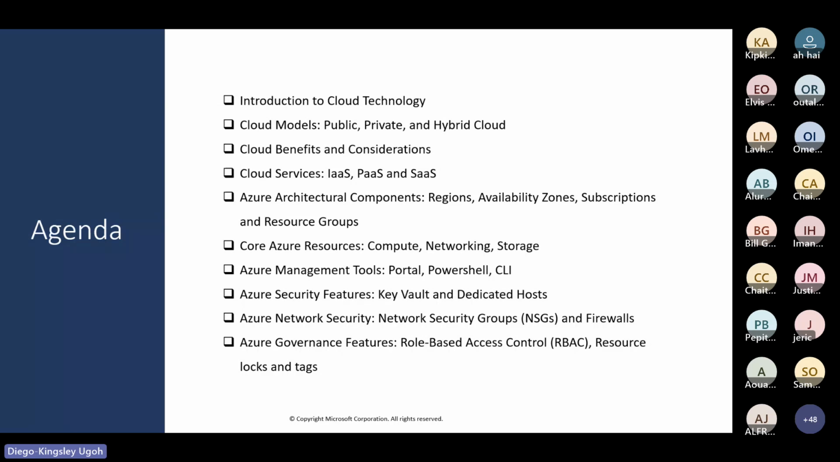We'll also look at core Azure resources, and for this, we'll look at three resources: the compute resource, networking resource, and storage resource. And then we'll go further to look at Azure management tools, the tools that we can use to manage Azure Cloud. For this, we'll take a look at the Azure portal, PowerShell, and then Azure CLI. We'll go further to talk about Azure security features. For this, we'll look at the Key Vault, as well as dedicated hosts. And then Azure network security. We have network security groups and firewalls.